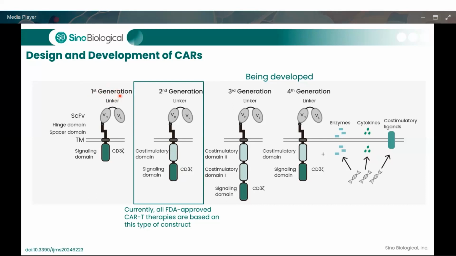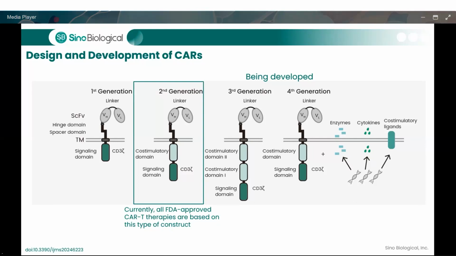The first generation CAR T cells consist of a single antigen recognition domain. Typically, this domain is from a single chain antibody linked to a CD3 zeta signaling domain for T cell activation. While first generation CAR T cells demonstrated some activity in the lab settings, their clinical efficacy is limited due to insufficient signaling and antigen recognition.